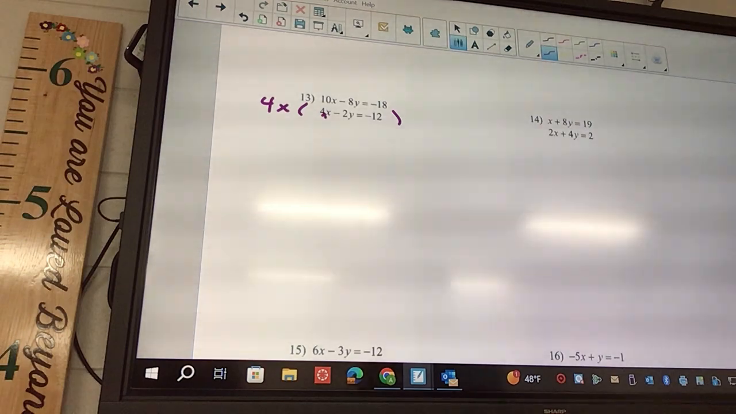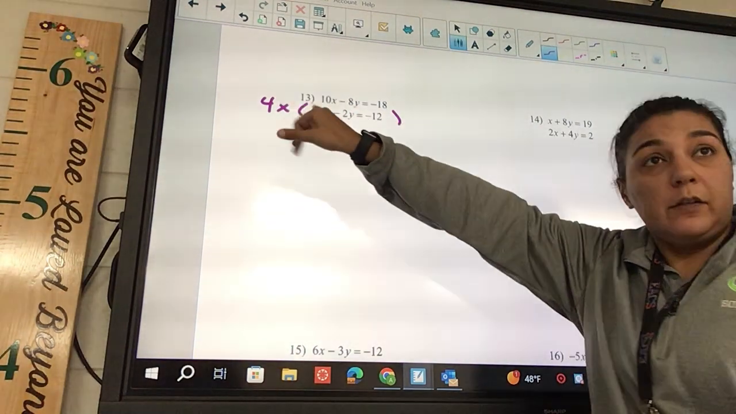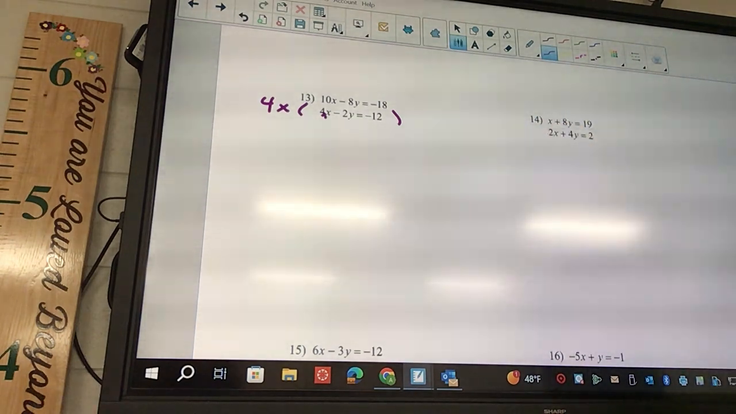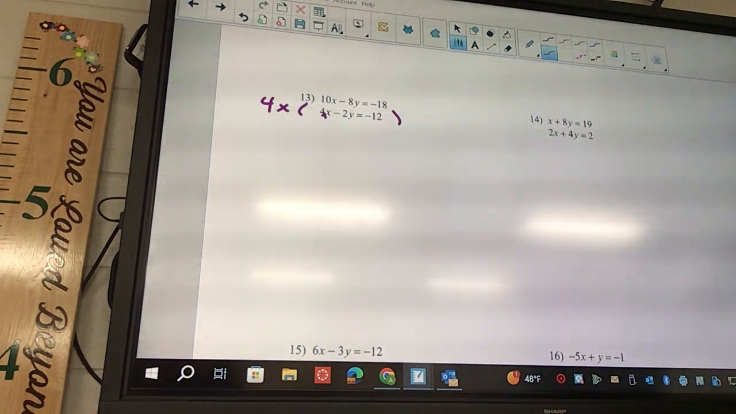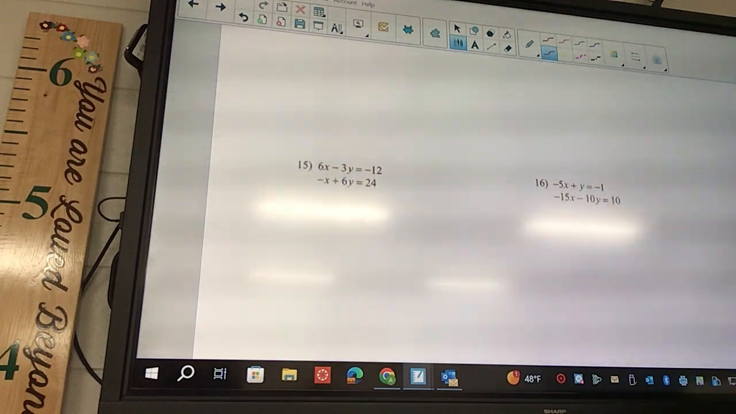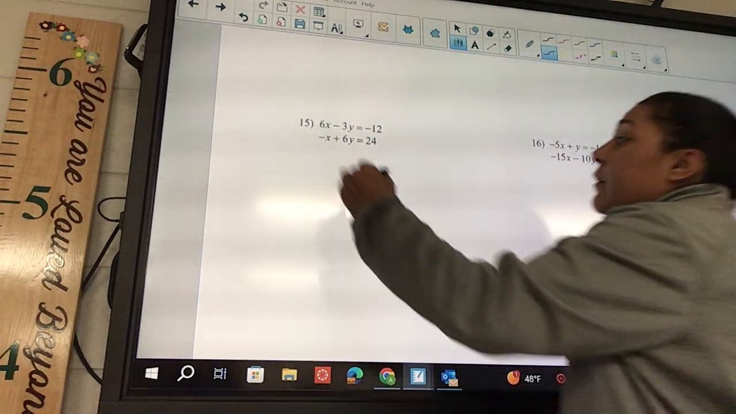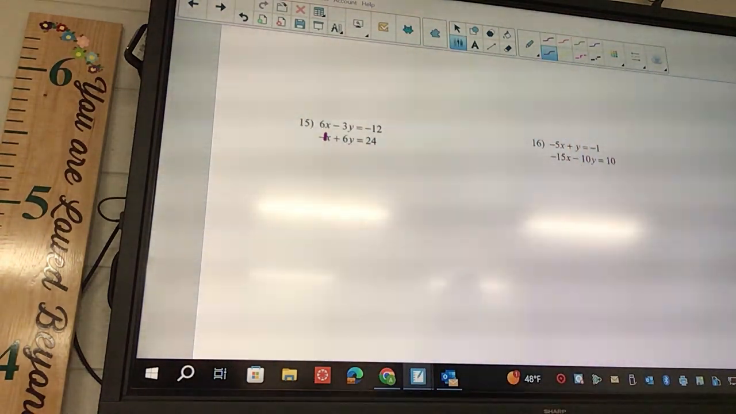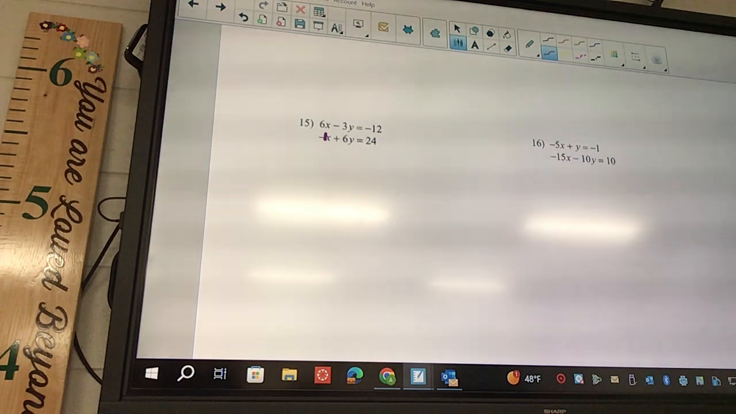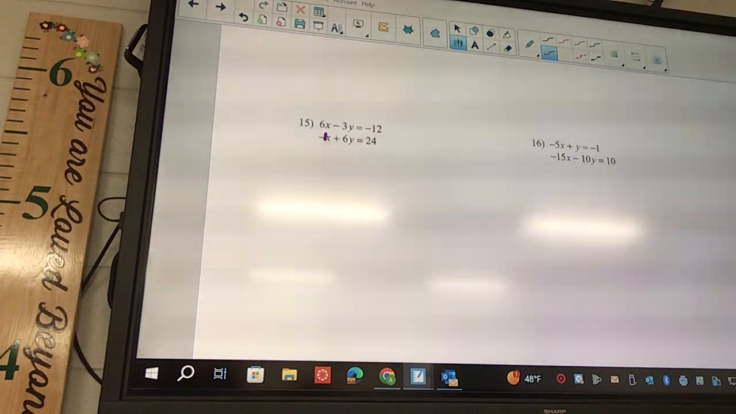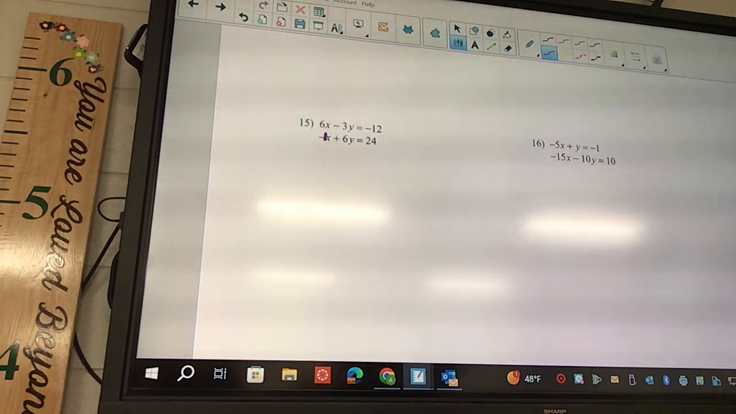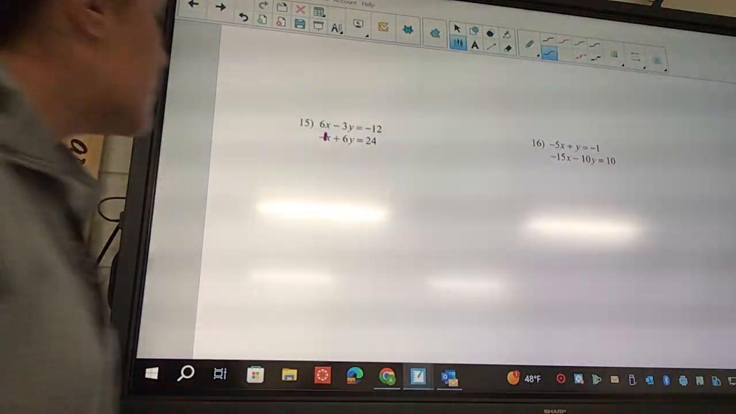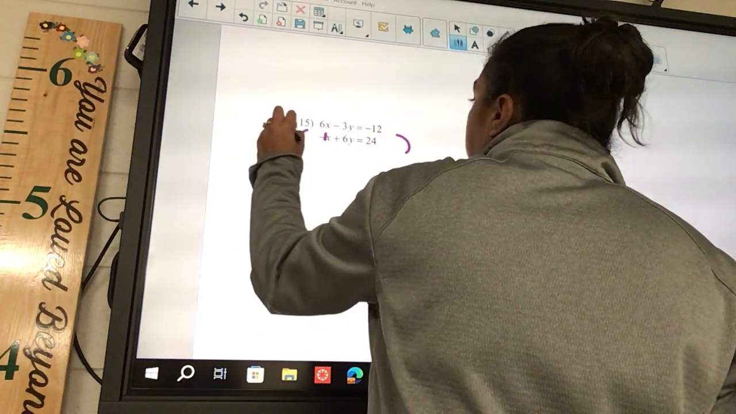Okay. So on this one, we're just going to leave this here. This one, I just want you to do the multiplication part again. You just need to figure out what you need to times by. Okay, 15. There's really a -1 right here. What would you like to cancel, the x's or the y's? The x's. Okay, so what's smaller, 6 or 1? 1. 1 times what gives me 6? 6. So that means that this one is going to get multiplied by 6.